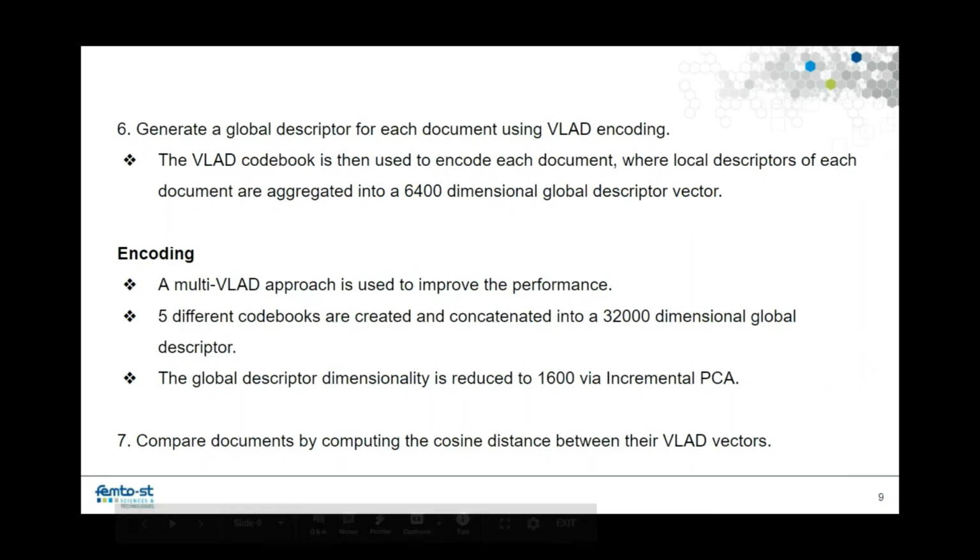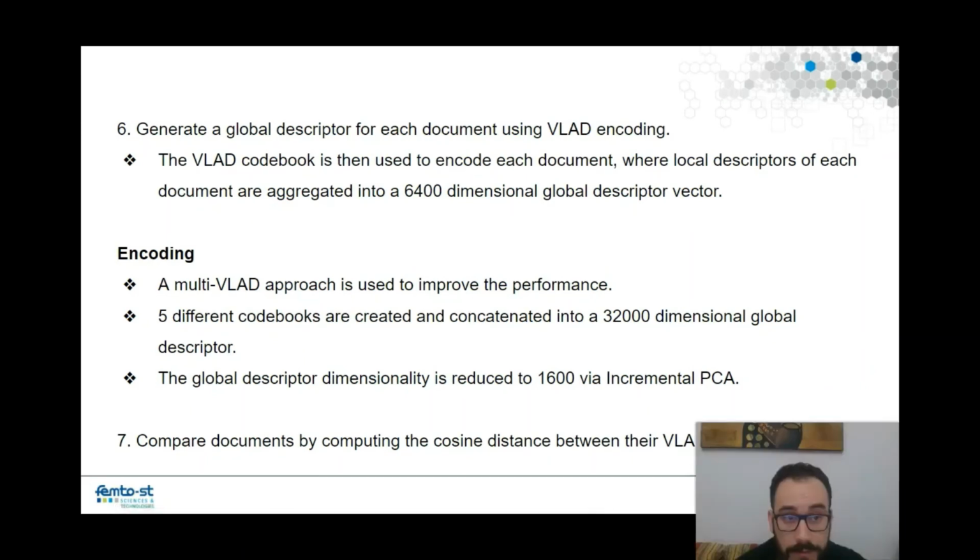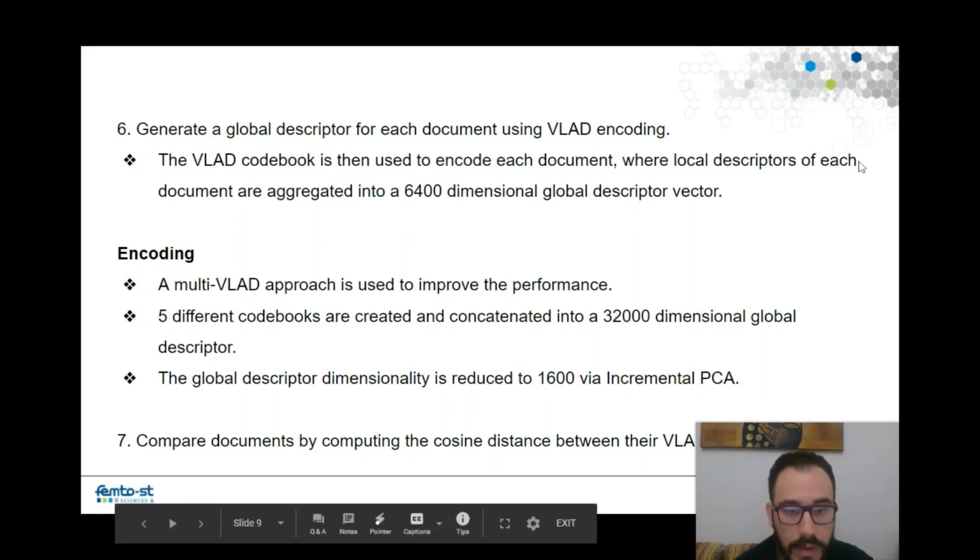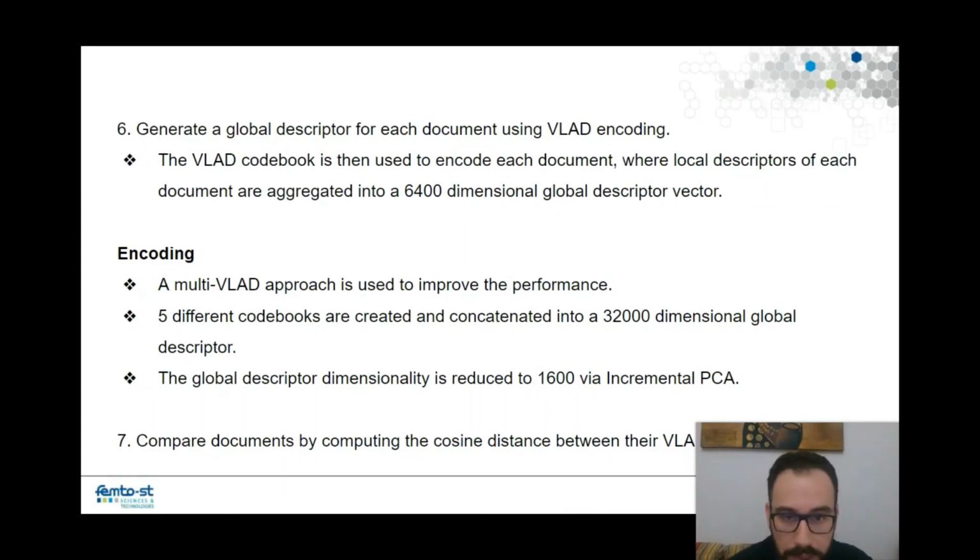And to generate a global descriptor, we used VLAD for encoding. So as I said before, we aggregated the descriptors into one vector. We used a multi-VLAD approach. We created 5 codebooks. As I said before, each one consists of 6,400 descriptors. So we concatenated the 5 codebooks to get a 32,000-dimension global descriptor.